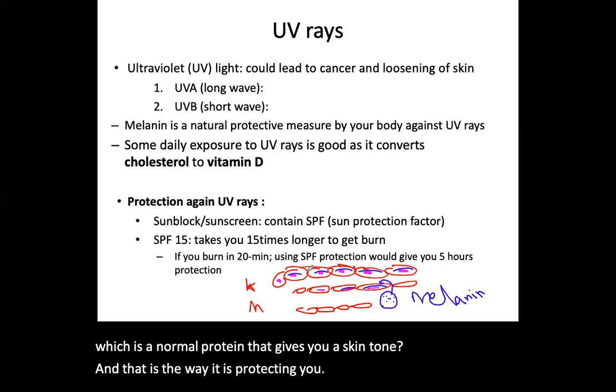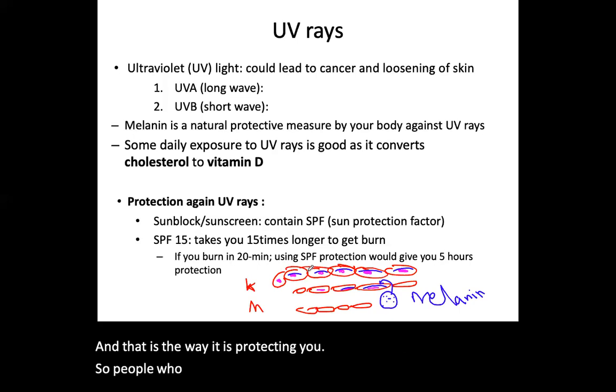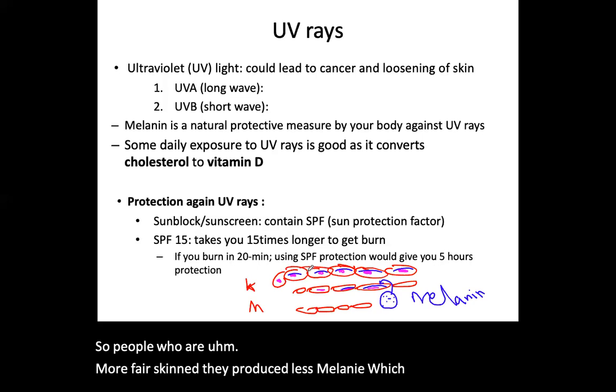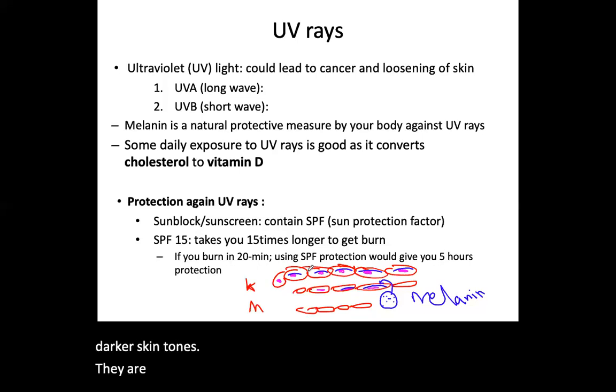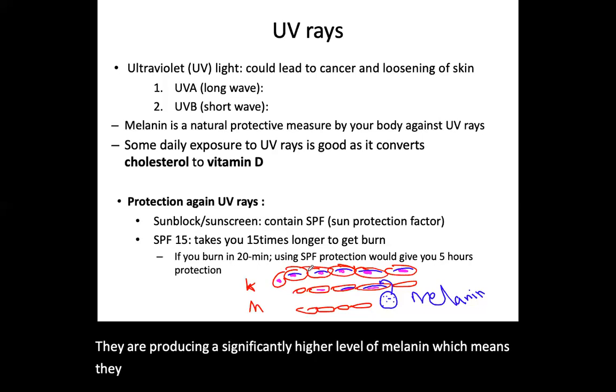So people who are more fair-skinned, they produce less melanin, which means they are more susceptible to sunburns or first-degree burns. People who have darker skin tones are producing a significantly higher level of melanin, which means their cells are protected for a longer period of time and therefore less susceptible to burns and skin cancers.